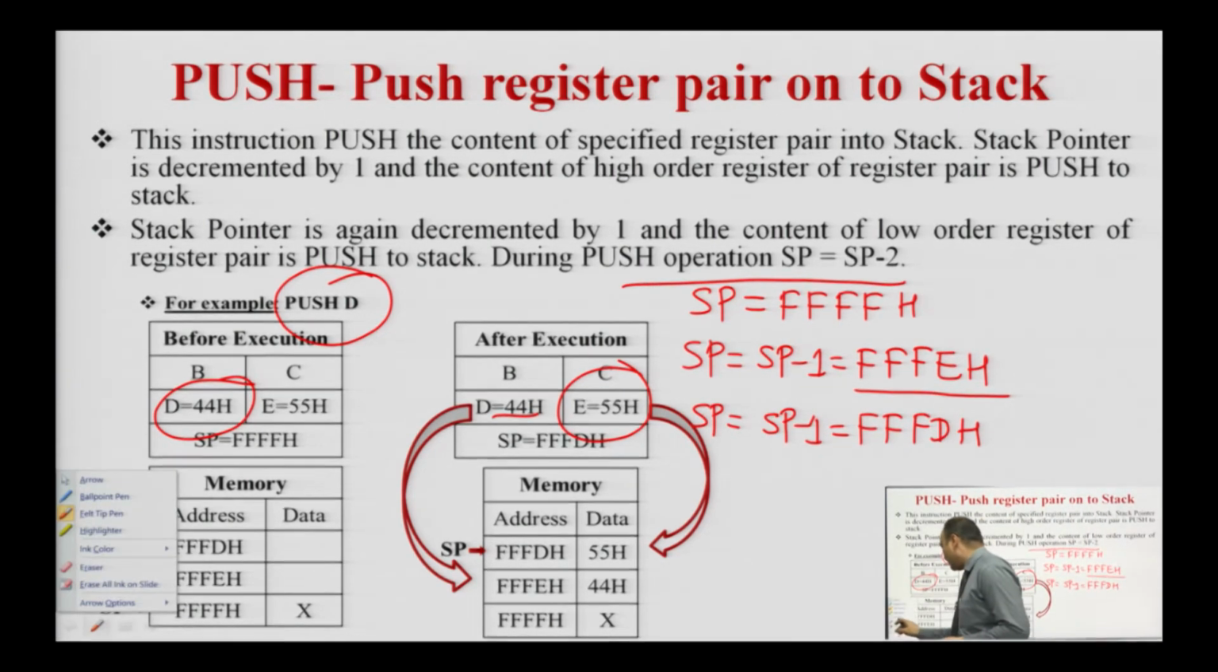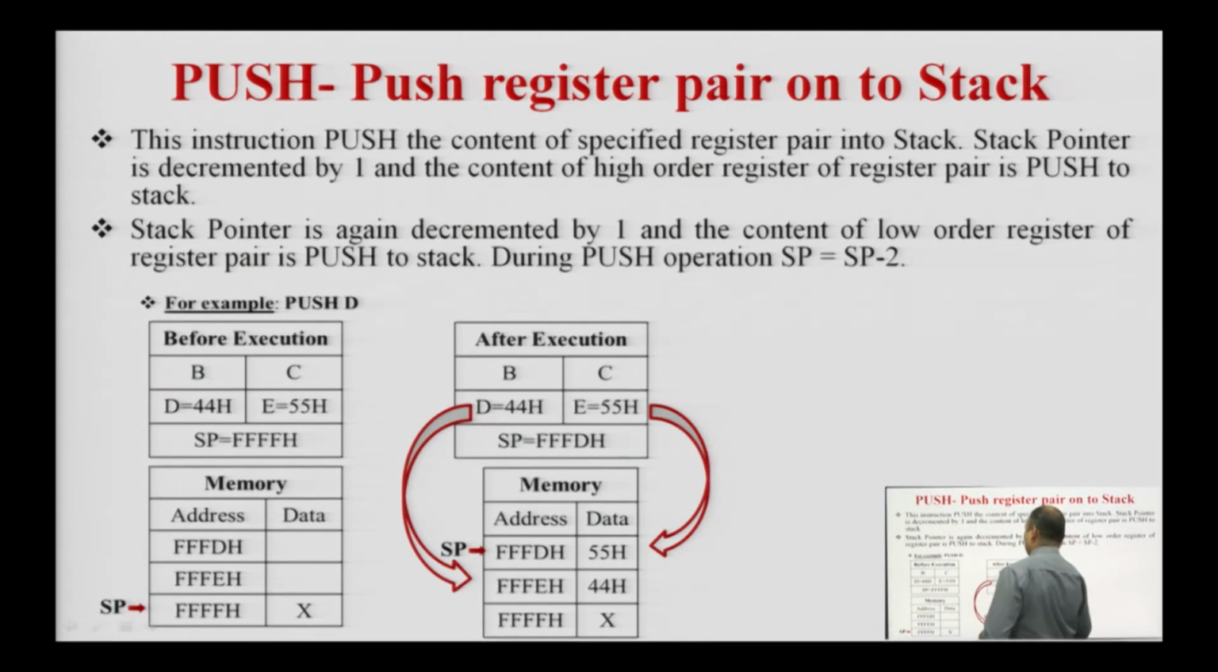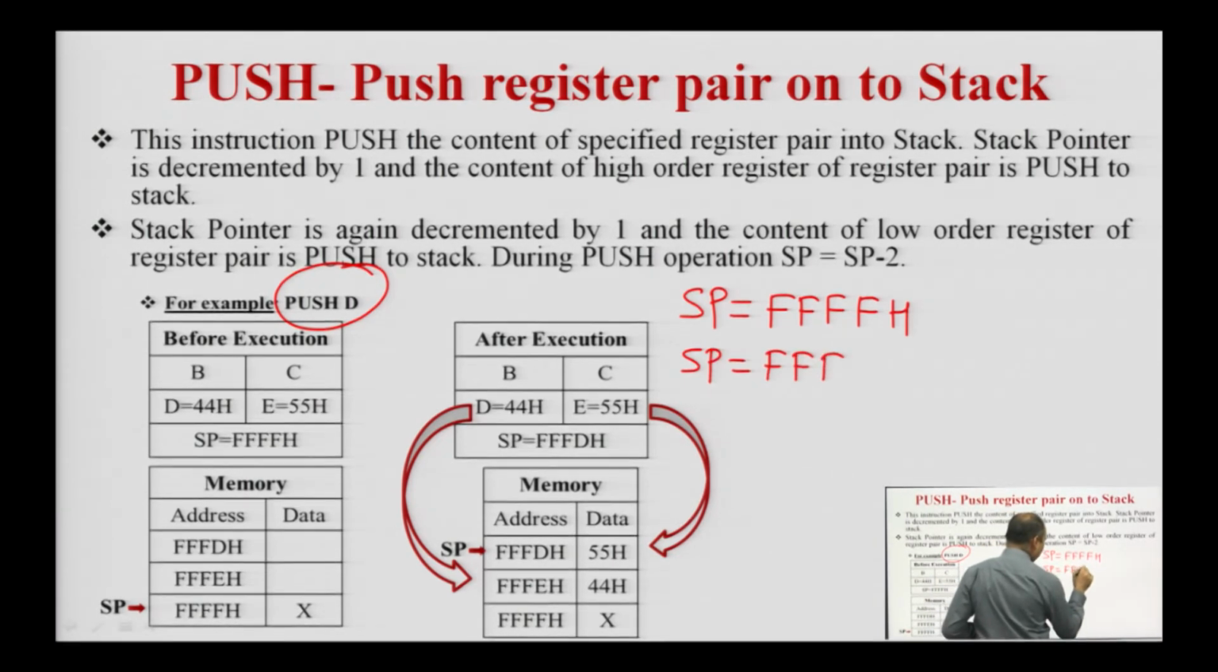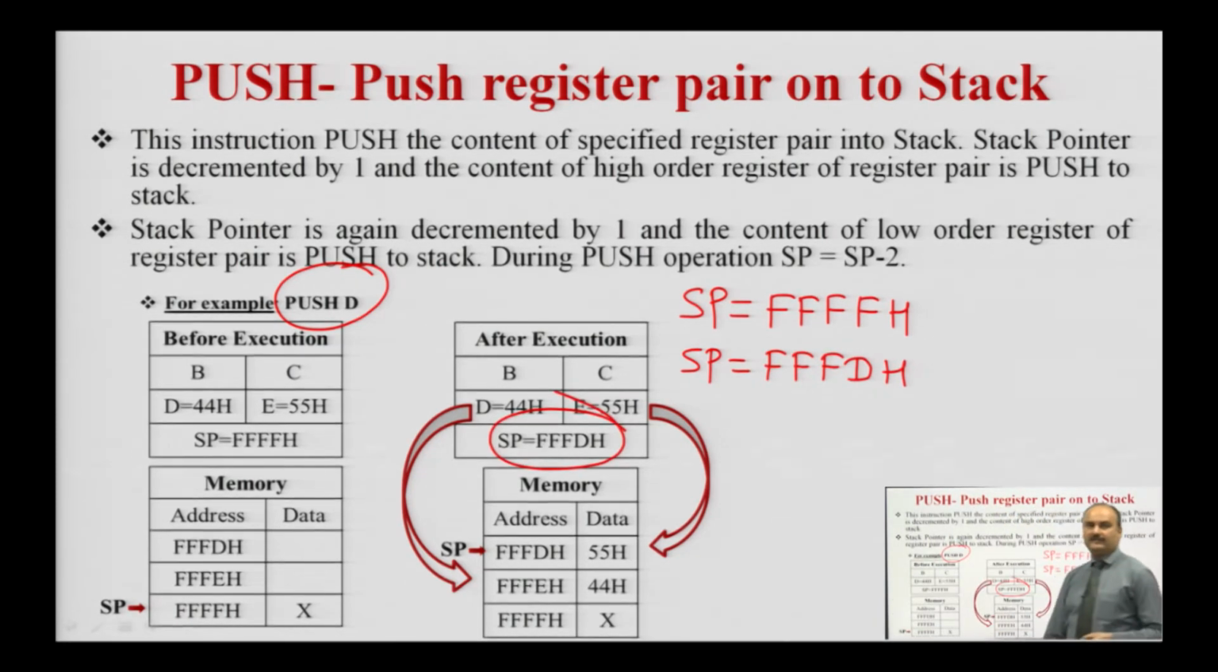Before the execution of the instruction, the stack pointer has the value SP = FFFFH, and after the execution of this push D instruction, the content becomes SP = FFFDH. So, this is the content of the stack pointer, which becomes FFFDH, and the processor will push the content of the H and L registers into the memory locations FFFEH and FFFDH. So, this is the use of the push instruction.